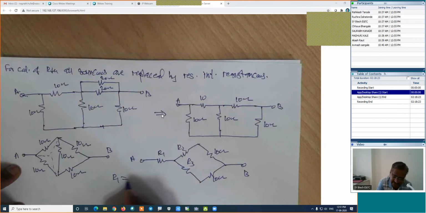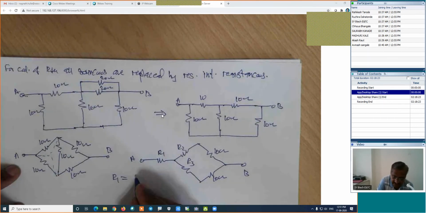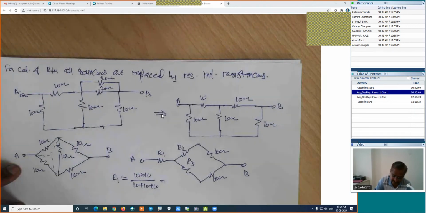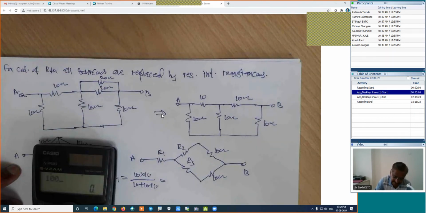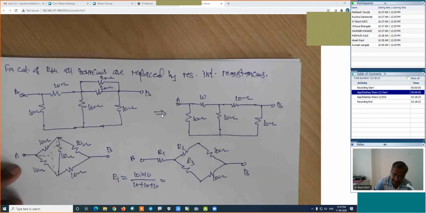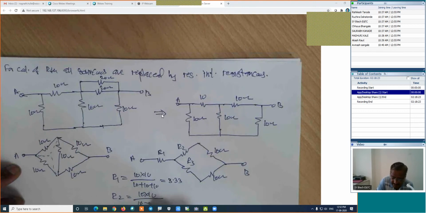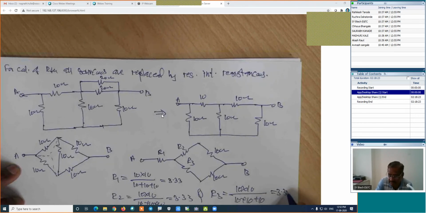How is R1 calculated? R1 is connected between these two. It is 10 into 10 divided by 10 plus 10 plus 10. How much is this value? 100 divided by 30, which is 3.33. Same is R2: 10 into 10 divided by 10 plus 10 plus 10, which is 3.33. And finally, R3 is equal to 10 into 10 divided by 10 plus 10 plus 10, which is 3.33 ohm. Now these two are in series.